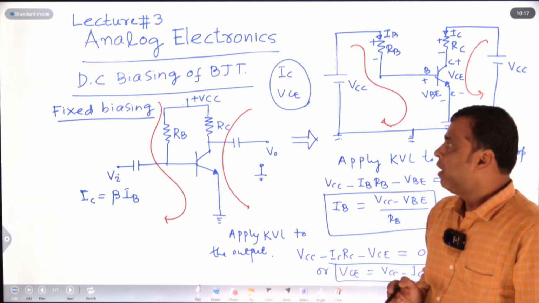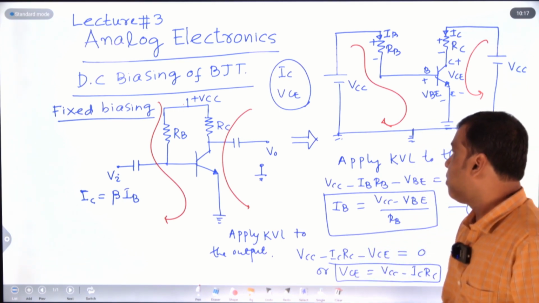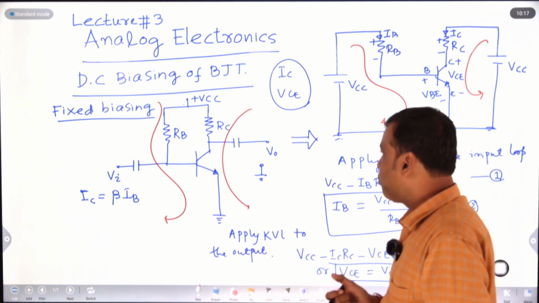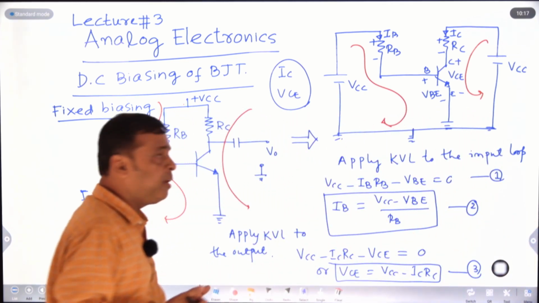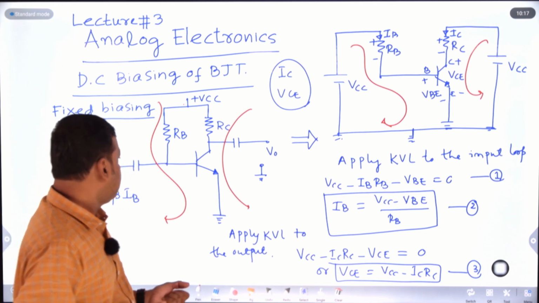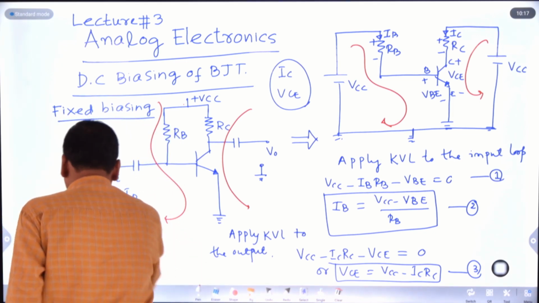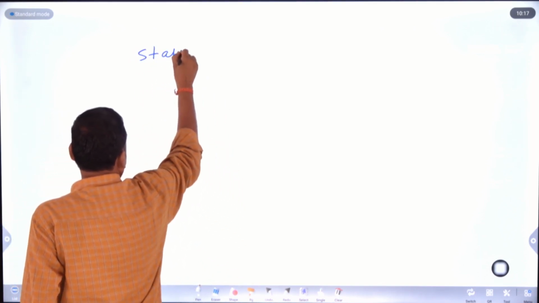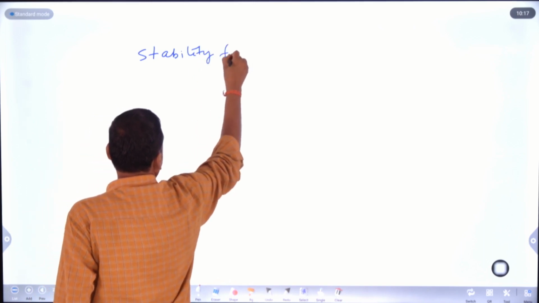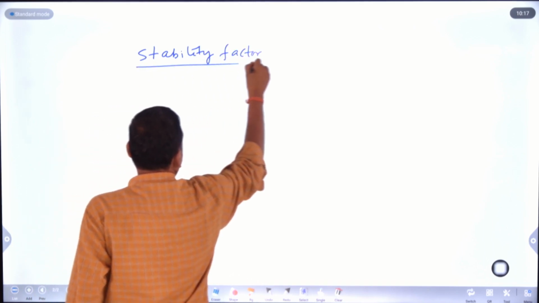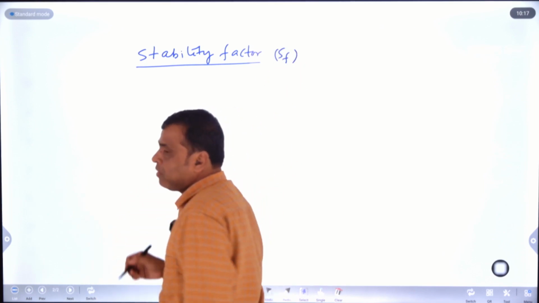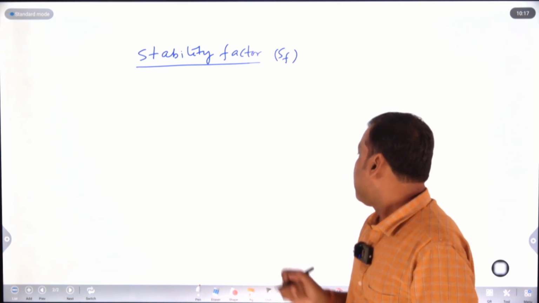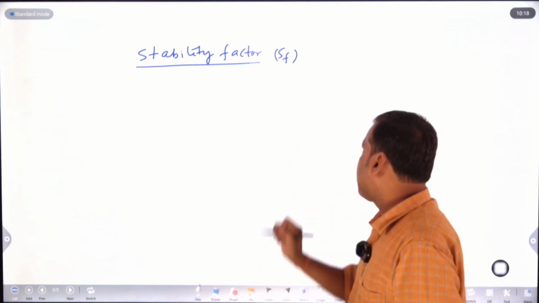Then you go on to check whether this biasing method is suitable for biasing or not. If I choose this biasing method, will a properly amplified output be obtained or not? That is judged by means of the stability factor. I already told you about the stability factor. To check whether the biasing method is suitable for transistor biasing or not, we use the stability factor.